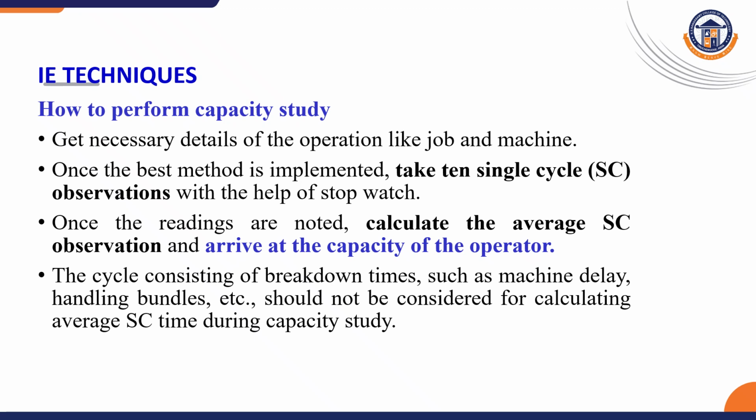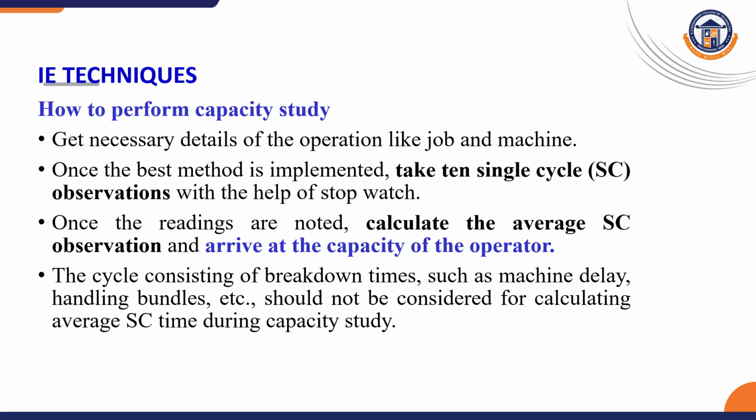So in capacity study, what are the things we have to do? That is the capacity of the production plant per day, per hour, per month. So get the necessary details of operation like job and machine. We have to get the details. Once the method is implemented, take 10 single cycle observations with the help of a stopwatch. So the reading of a particular operation has to be taken 10 times and the average worked out.